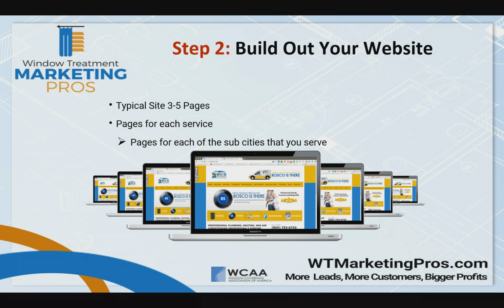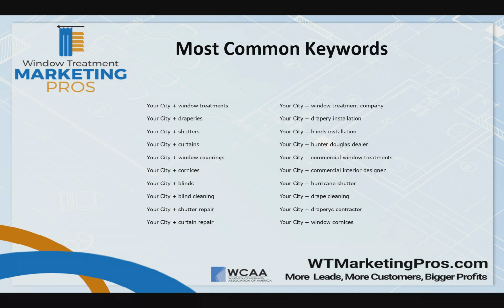So step 2 is to build out your site. A typical site has 3 to 5 pages. It might have a page for each of your services, so your blinds, cleaning, repair, those sort of services, and then maybe a page for each of the sub-cities. This is where most business owners don't get that sub-city set, and they're missing an opportunity there. But this is kind of an average place.